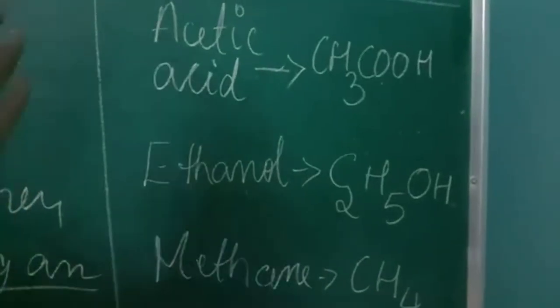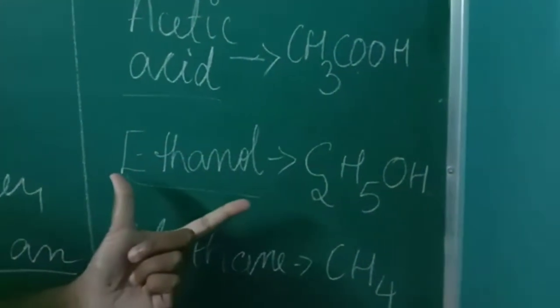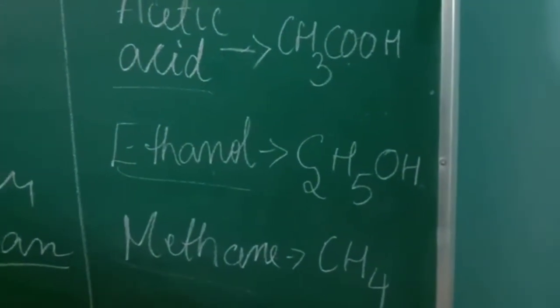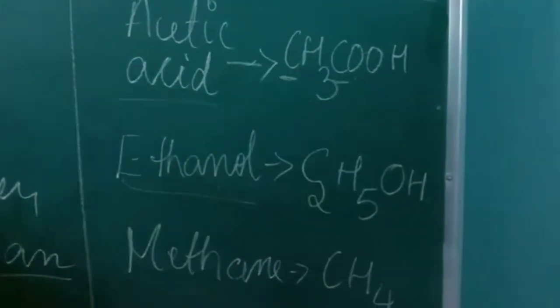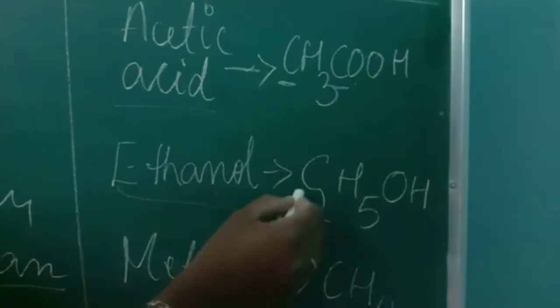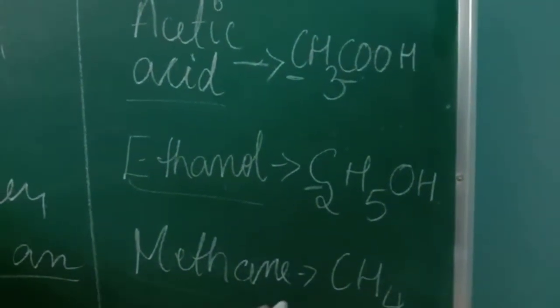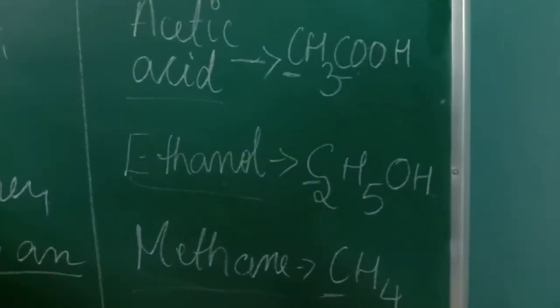So now look here, three different terms. One is acetic acid, then ethanol and methane. In acetic acid you can find that there is a carbon element, right? Even in ethanol there is a carbon element. And this is methane, so here in methane also there is a carbon element.